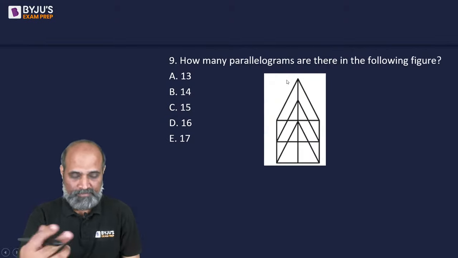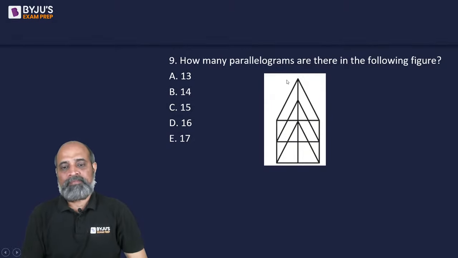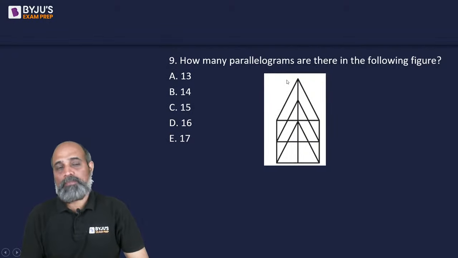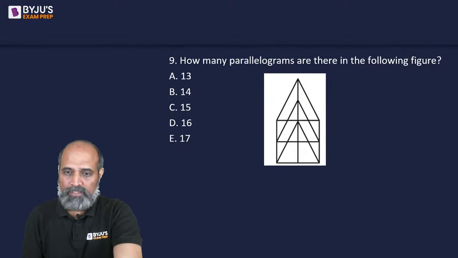नहीं आया. This one. How many parallelograms are there in the following figure? I hope everybody is aware that every square is a parallelogram, every rectangle is a parallelogram, every rhombus is a parallelogram, right? In between 2 and 3 there is a straight line, so won't we consider it?